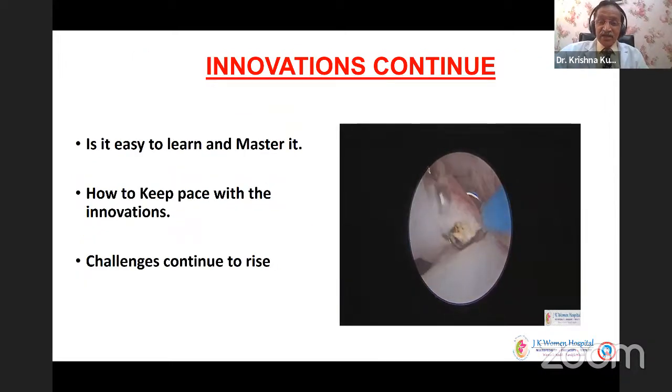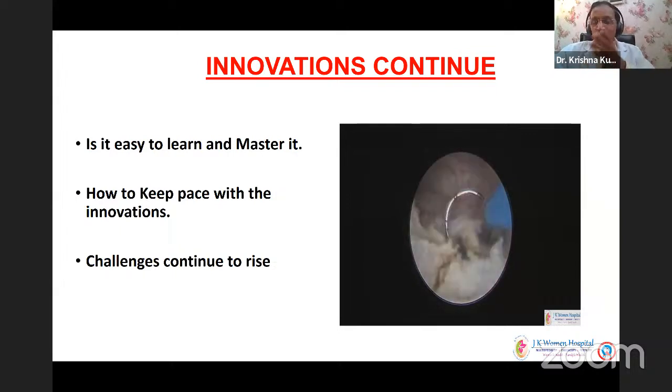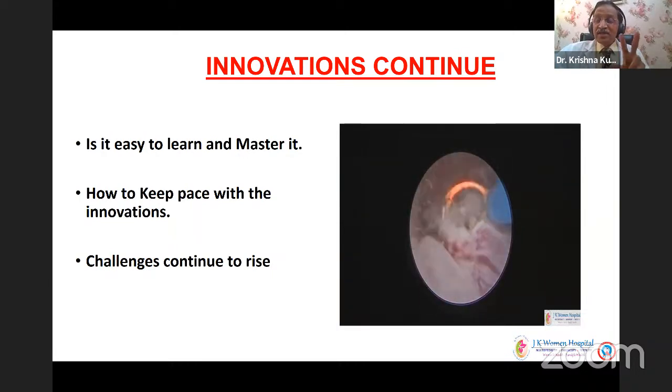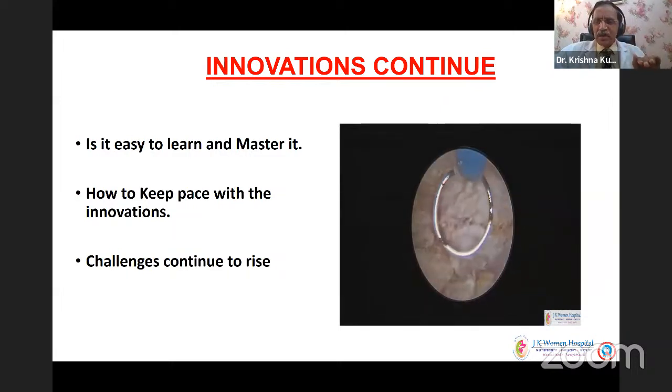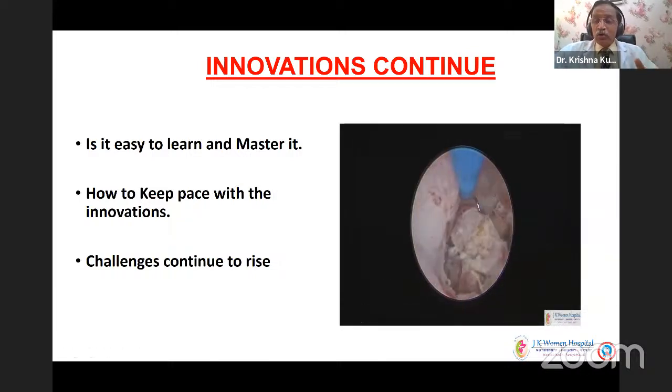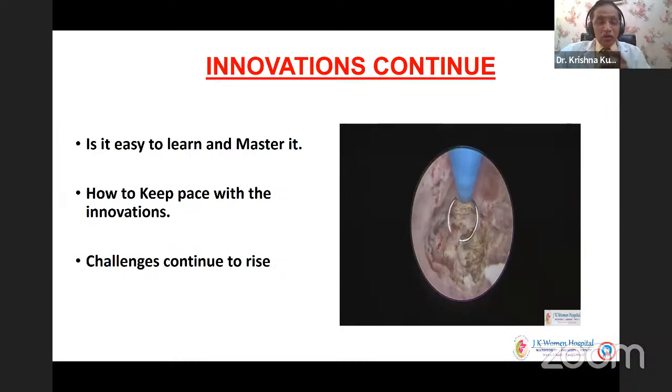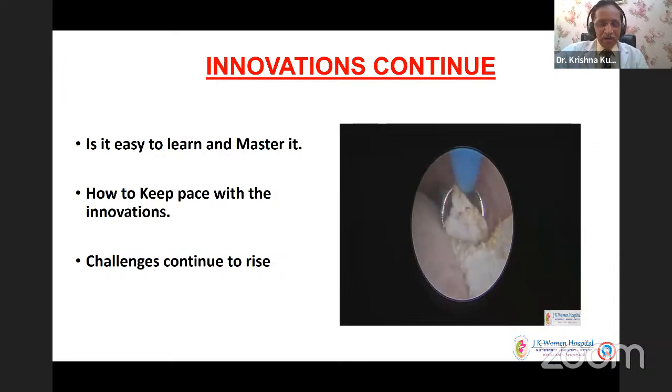But is it easy to learn and master it? That is what I'm going to ask the panel. And how to keep pace with the innovations? What I learned 25 years back and what I'm still learning, every day something new is coming up. I thought I knew everything in hysteroscopy, but newer innovation throws up newer challenges, and you have to continue to evolve. I can distribute these challenges into two: the traditional challenges which hysteroscopy has, which we all know, and the challenges due to the innovations which are coming up. I would like to focus on these innovation challenges. I don't know how much time I have for this panel, 40 minutes or 1 hour. Riddhi?